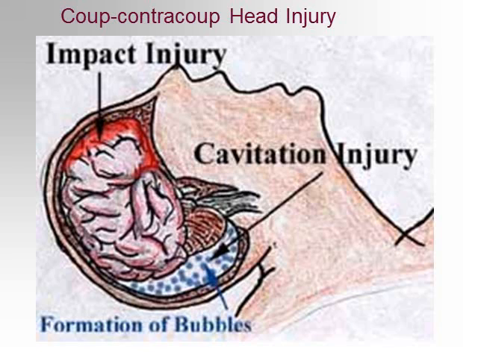Okay, so this shows coup, contrecoup. So, they have the site of impact, which is the coup, and then the contrecoup down at the bottom shows the area where the brain then moves within the cranial vault and collides with the skull on the opposite side, and so you have two areas of brain damage.